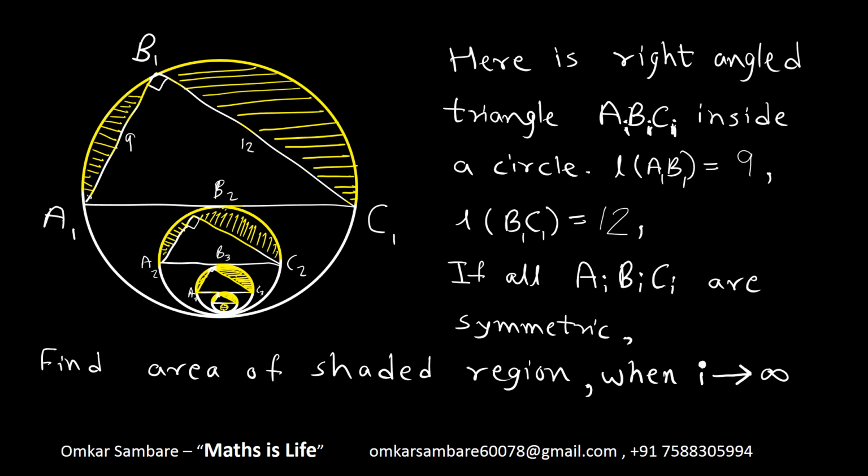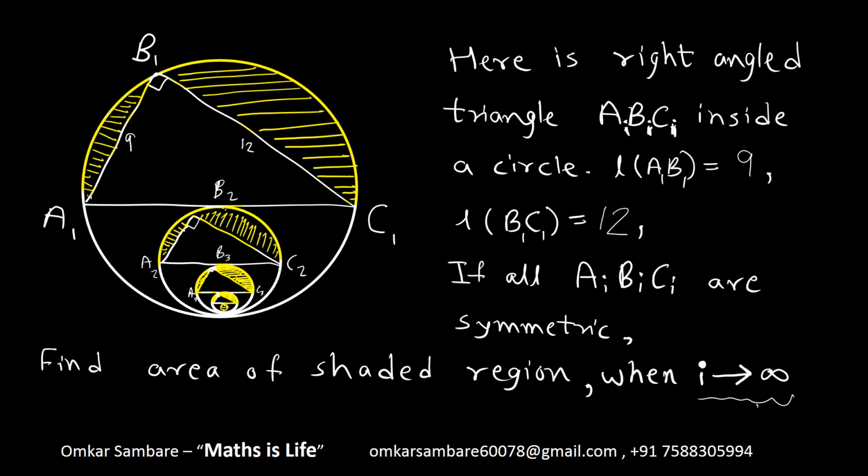Now if all AiBiCi right angle triangles are symmetric, meaning their sides are in proportion, then find the area of the shaded region when i tends to infinity. What is the meaning of i tends to infinity?